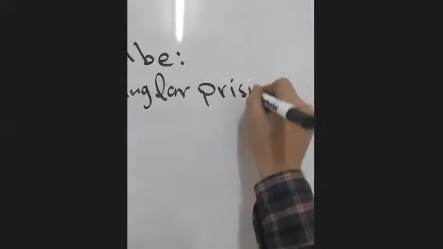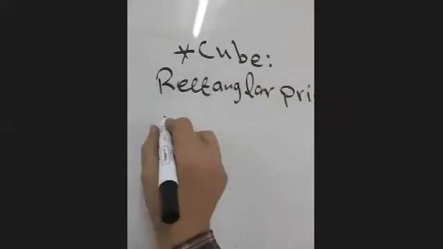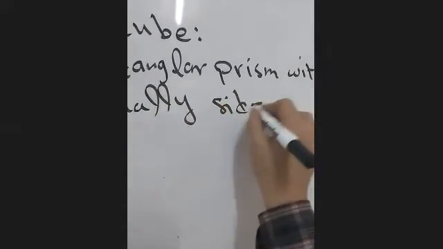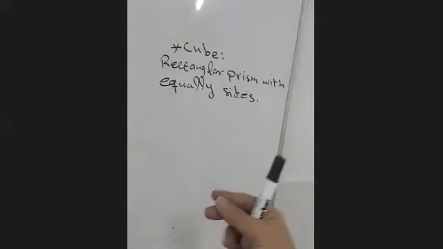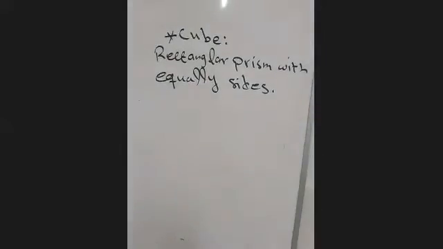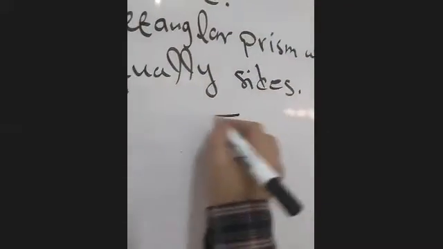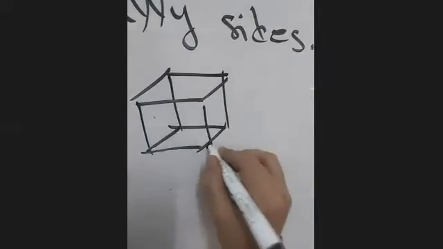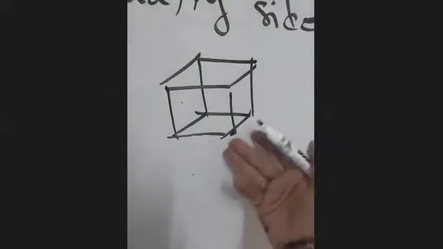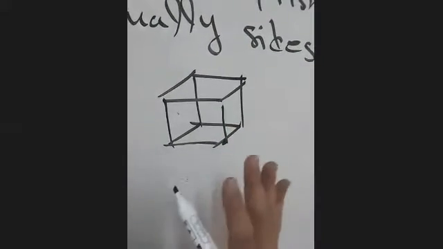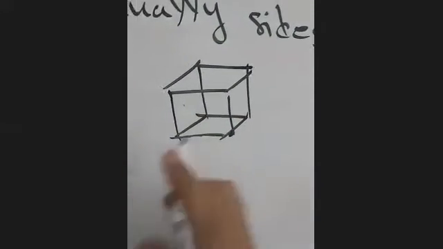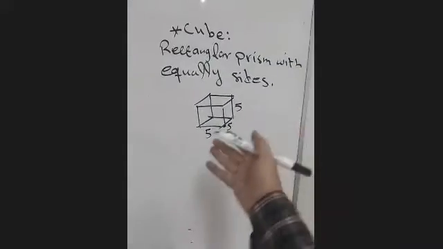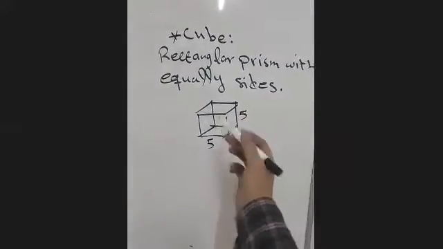A rectangular prism with equal sides. Equal sides means the length and the width and the height have the same length. For example, this one here, we call it a cube, guys. Cube means the length and the width and the height have the same length. For example, 5, this is 5, this is 5, like this. This, what do we call it? Cube.